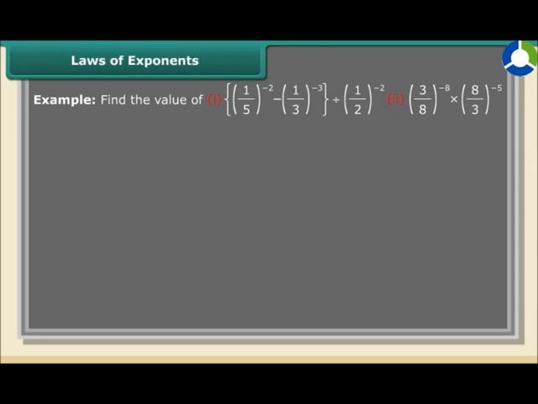Example: find the value of (1 upon 5) raised to the power minus 2 minus (1 upon 3) raised to the power minus 3 divided by (1 upon 2) raised to the power minus 2. Part 2: (3 upon 8) raised to the power minus 8 into (8 upon 3) raised to the power minus 5.